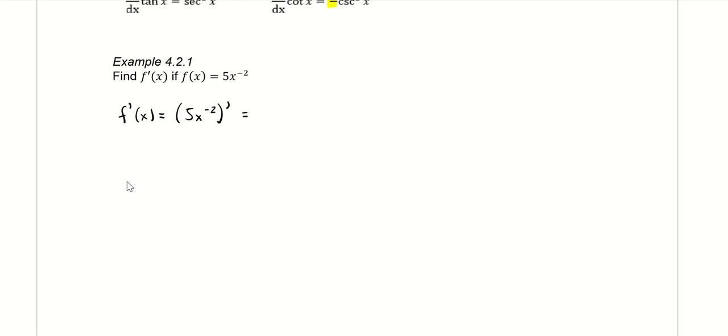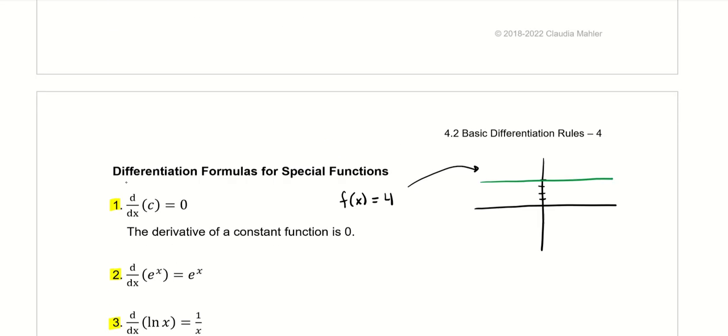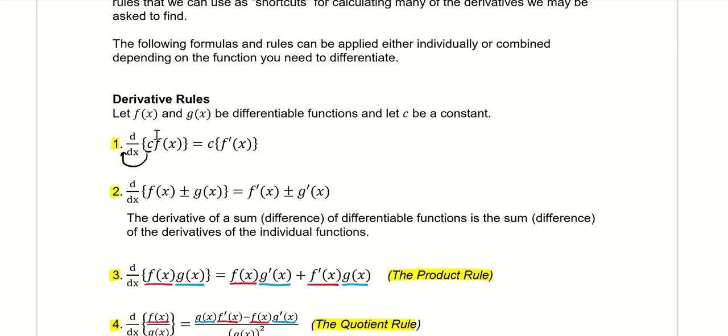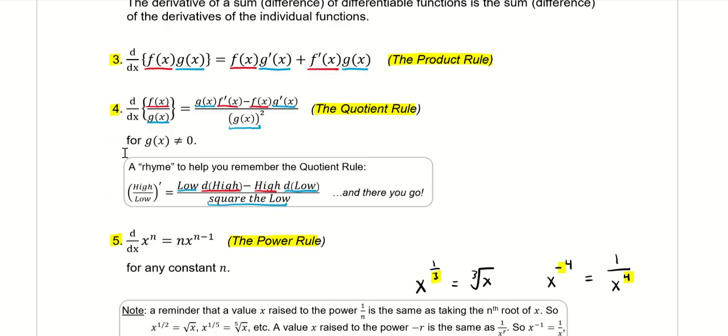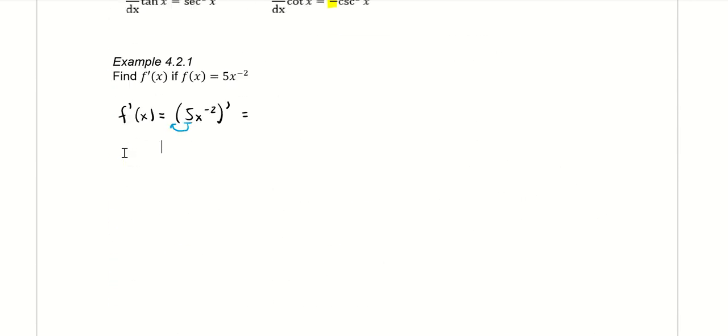Now we have a constant here, so if I want, I can take the constant out. Remember, that is one of those rules we talked about up here. That was our first rule. If I have a constant, I can take it out of the differentiation process, put it in front. So I can write this as 5 times the derivative of x to the negative 2.